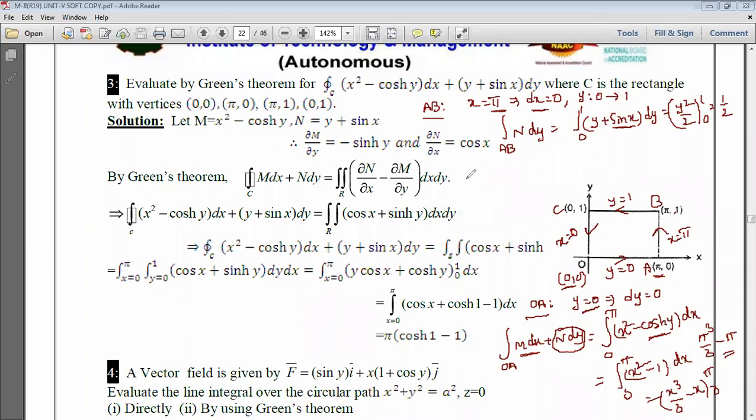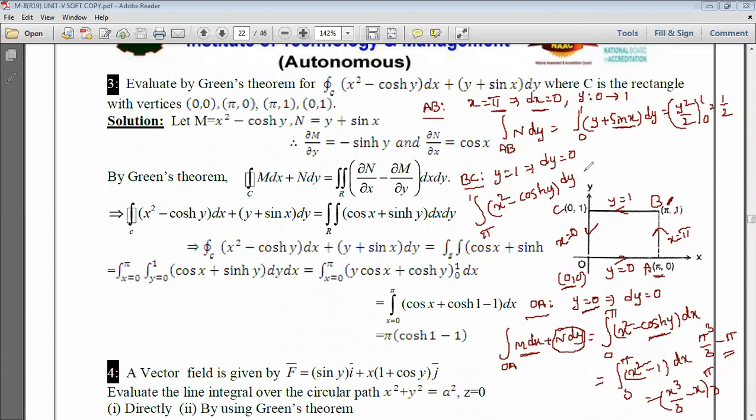Next, along the line BC. So here BC line is y equal to 1. So y equal to 1 in the sense obviously dy is equal to 0. So dy is 0 and what we have is only M dx. M is nothing but here it is having x square minus cos hy. And here we are converting into x, so x limits are from pi to 0. Pi to 0, see here pi is to 0 for the BC line.